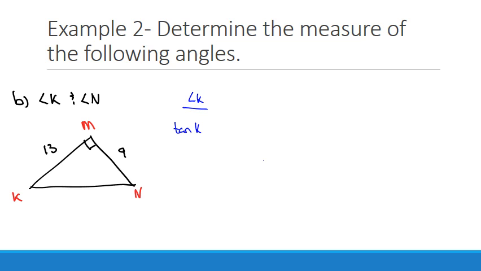So I'm going to write tan K equals. I'm not going to write down my general form, tan theta equals opposite over adjacent. I'm just going to go right to it. So this is K, so that's going to be 9 over 13. And then from there, I want to find the size of angle K based on the fact that tan of K is equal to 9 over 13.